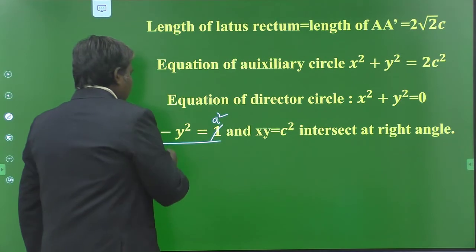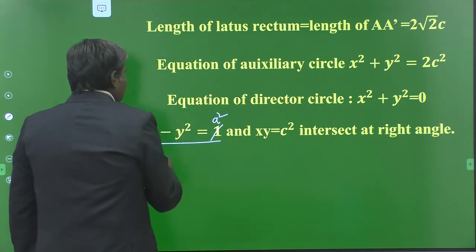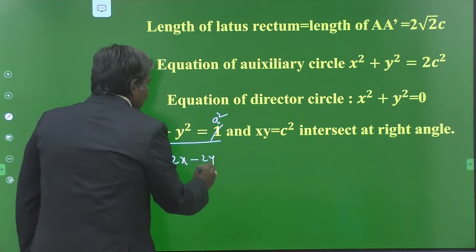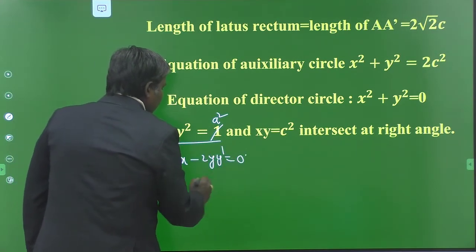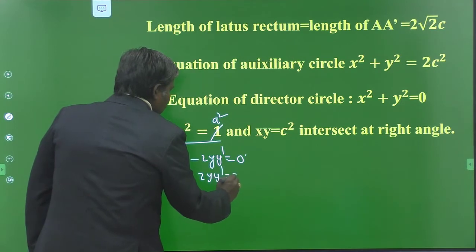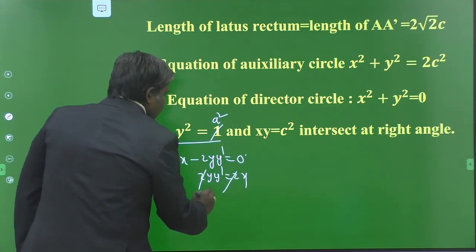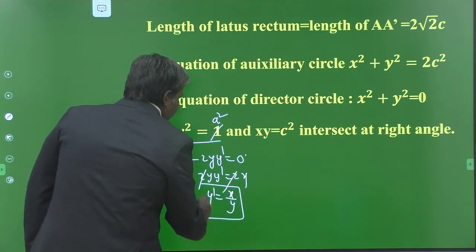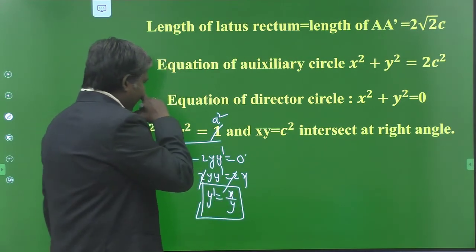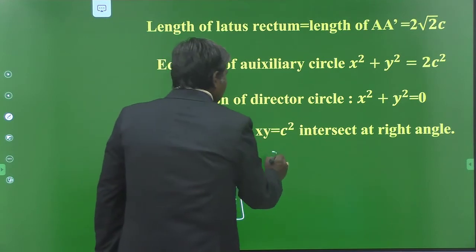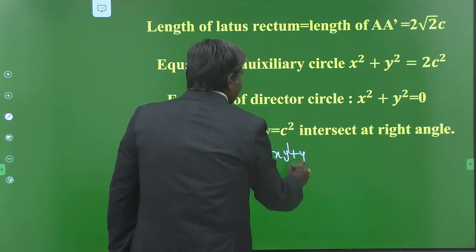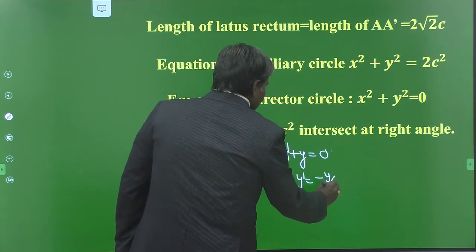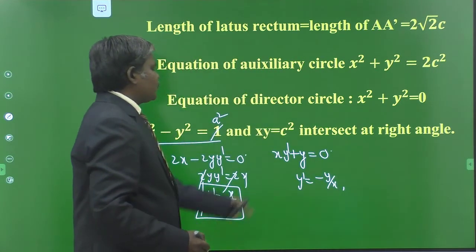Let us try to prove this. So what is the slope? To get the slope we have to differentiate. 2x minus 2y y dash equals 0. 2y y dash equals 2x. The 2 gets cancelled. So y dash equals x by y for any point x comma y on the hyperbola. Again we differentiate the other one: x y dash plus y equals 0. So y dash equals minus y by x, for any point.